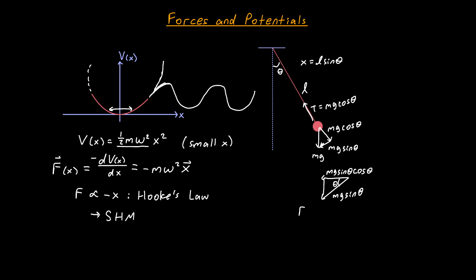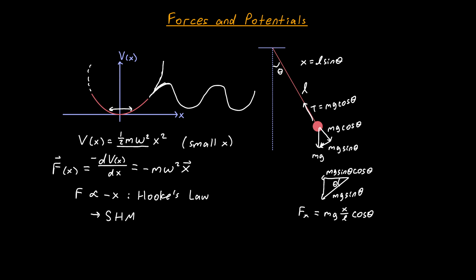And so that means the force in the x direction, which we previously found to be mg sine theta cosine theta, can be rewritten as mg. Now we replace sine theta with x over L, and then we keep the cosine theta.